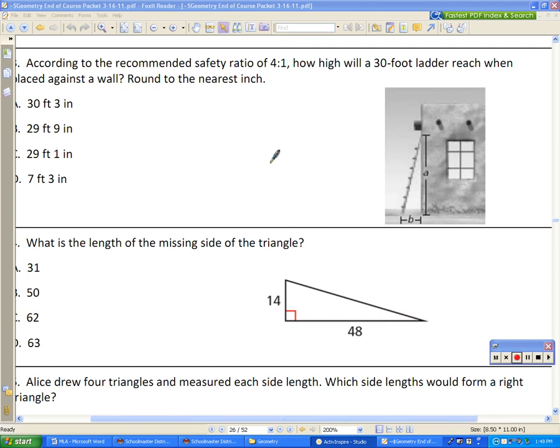What do I do next? Divide by 17. Then take the square root of that. And what is the square root of that? What is it?